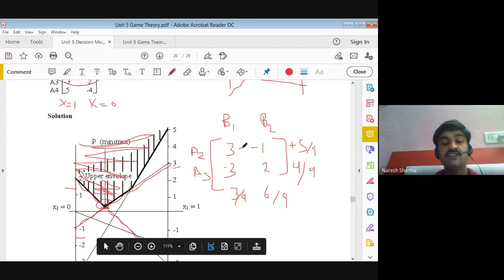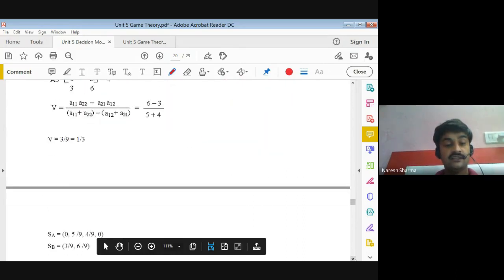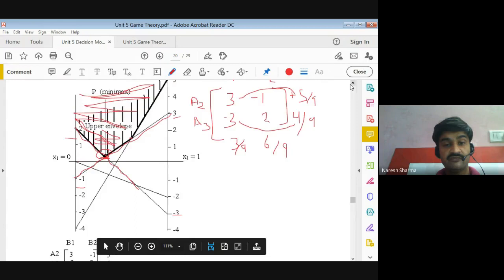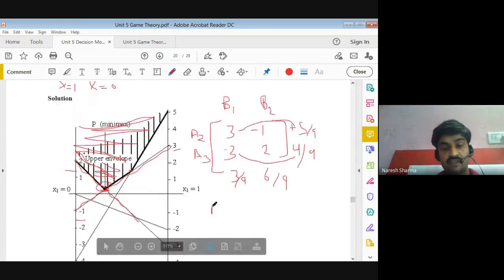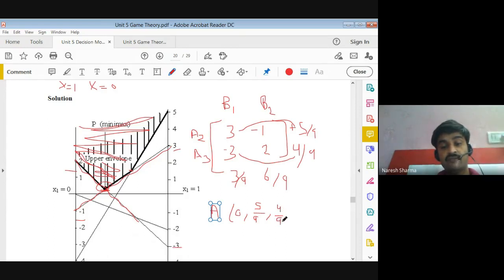And for the value of the game, you just need to multiply these two, right? And you can add. So you can write like this, right? So if you see here, we have 4 rows and 4 columns. So the optimal strategy for player A in this game, we have 4 here. So first is 0 because it is not available in the table. This is 5 by 9 for the second option, and the probability for the third option is 4 by 9. And the last, fourth option is not available, so it is 0.